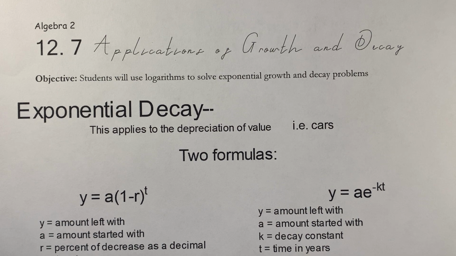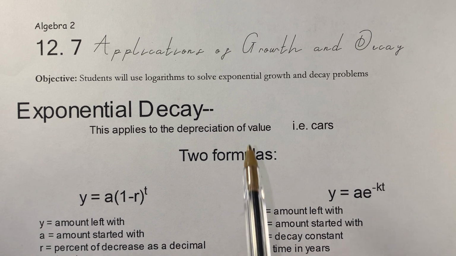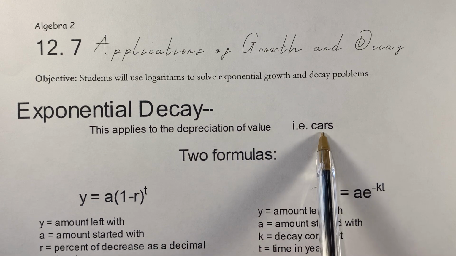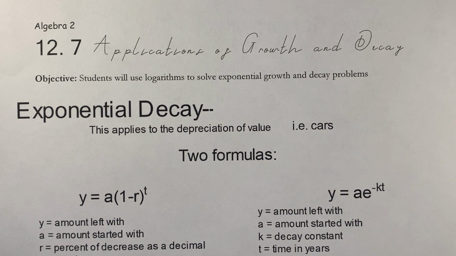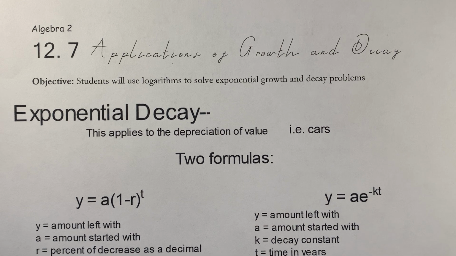Decay happens when a value depreciates over time. Depreciation is like the value of a car. When you buy a car, it instantly starts to lose value. That is depreciation. So anytime a value goes down, we're talking about depreciation or decay.